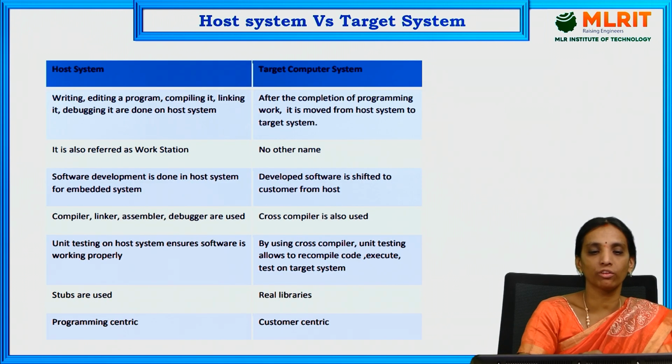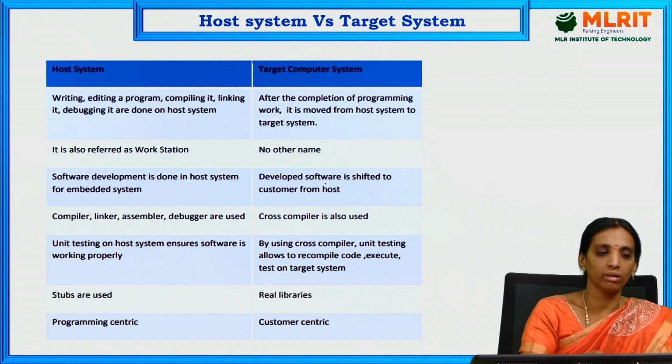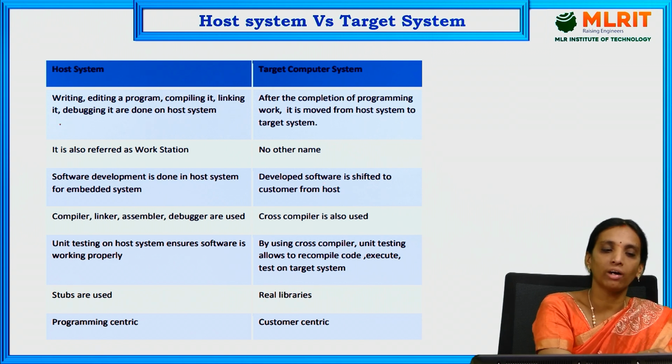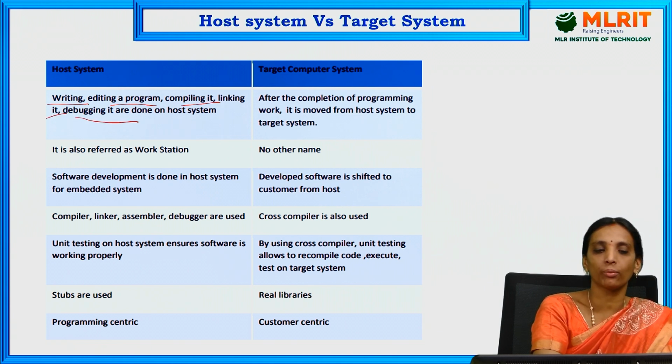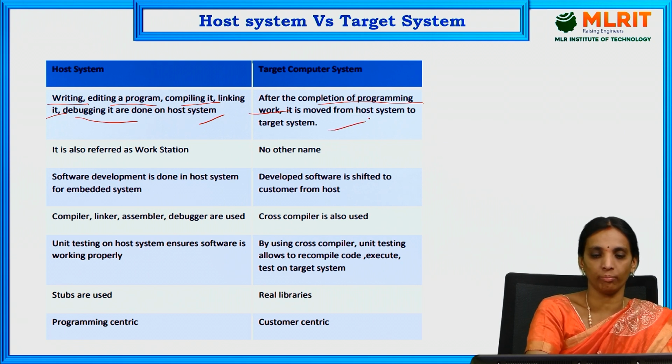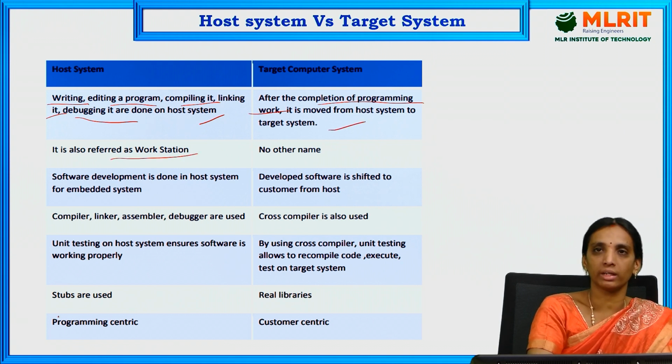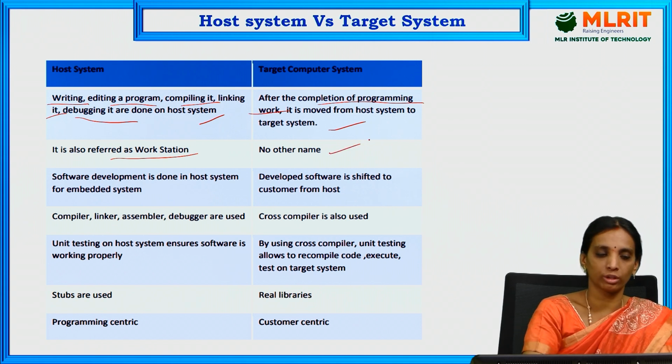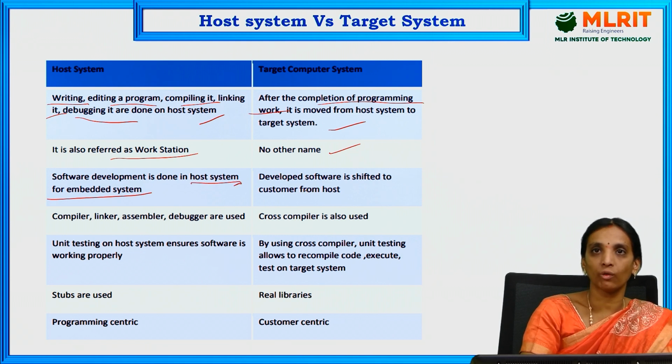So here are the differences between the host system and the target system. In the host system, we have the possibility of writing the program, editing the program, compiling the program, linking the program with the library files, and debugging the program on the host system. After completion of all this development work, it is moved from the host system to the target system. The host system is also called the workstation, and the other is called the target system. The software development is done in the host system only. In the target system, software development is not done.